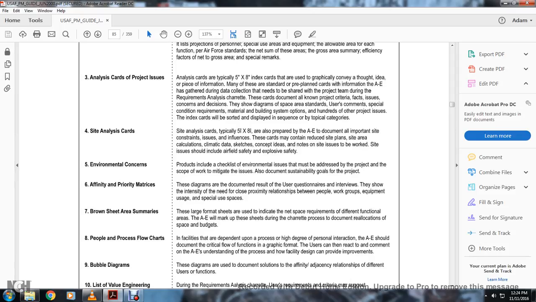Environmental concern product included with the chief of the checklist of environmental issues to be addressed with the project, with the scope of the work to mitigate with the issues, also the documentation of sustainable goals of the project. Affinity and the priority matrix.